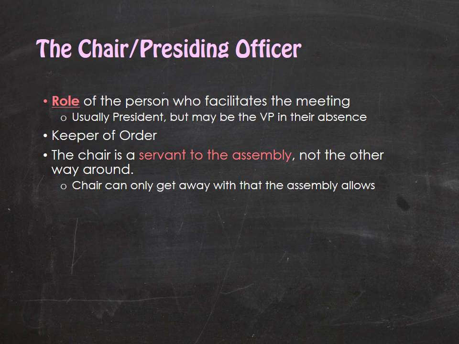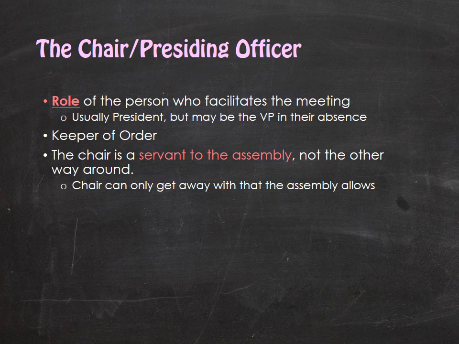First up is the chairperson, sometimes called the presiding officer. This isn't necessarily the president, but it could be. The chair is a role, so often it's a president, but if they're sick, the VP or someone else may step up and be the chair for that meeting. The chair is a keeper of order, and it's extra important for them to understand Robert's rules since they are essentially facilitating the meeting and need to make sure everyone else knows the rules too.